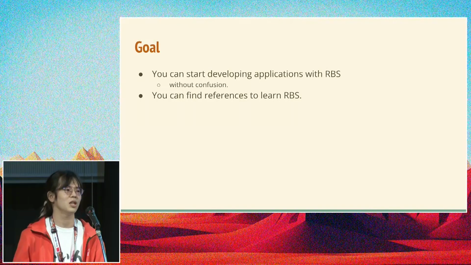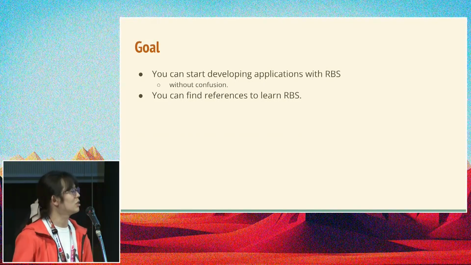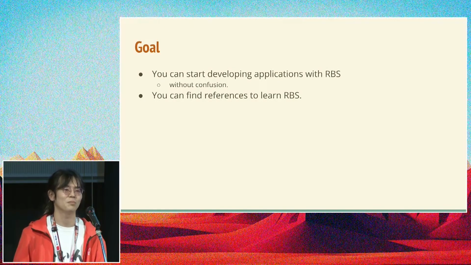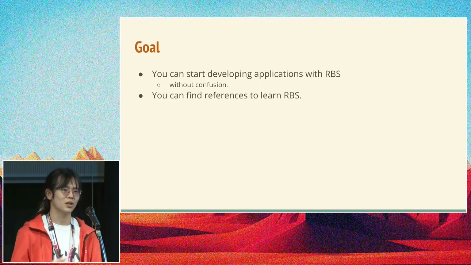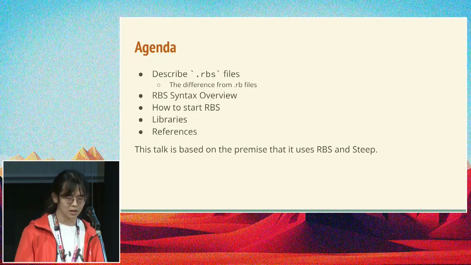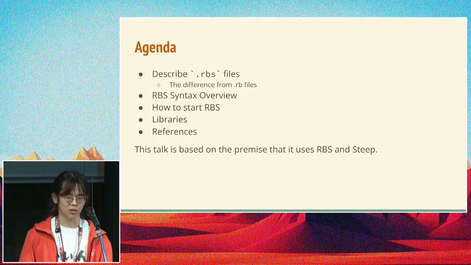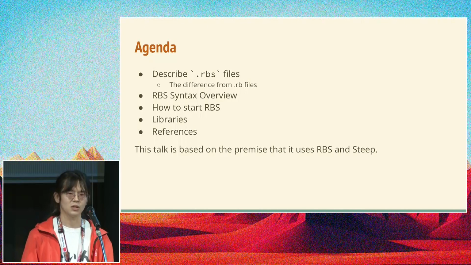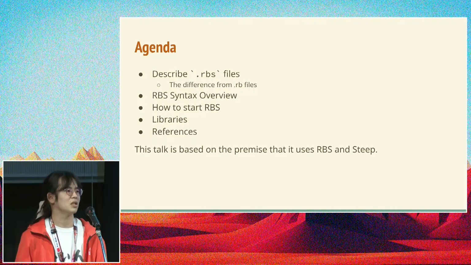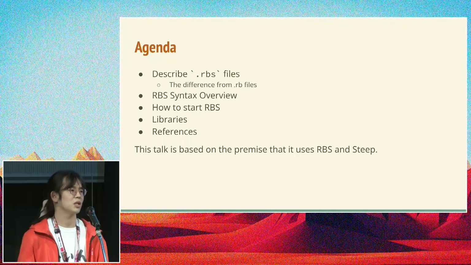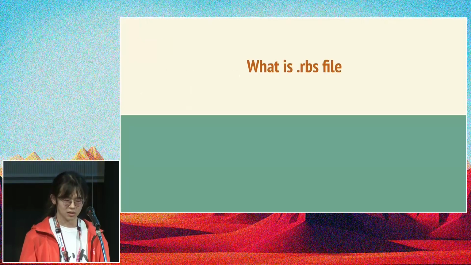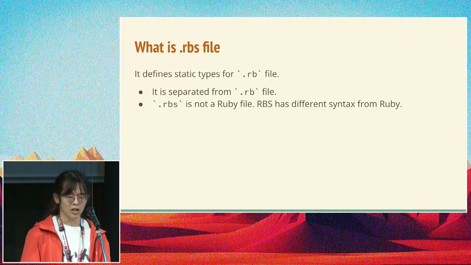Today, this is the goal I'd like to achieve. In developing applications with RBS, what kind of information would you like to know to do this without confusion? And the presentation materials, I wanted to open this before this talk, but after this talk, I am going to disclose the presentation materials, and you will find a lot of URLs and useful information. And what is RBS? What kind of file is it? Then I'd like to go through some RBS syntax and describe how to start RBS. The ways to use libraries are rather different with RBS, and I'll also give you a lot of links as references. Now, RBS file.